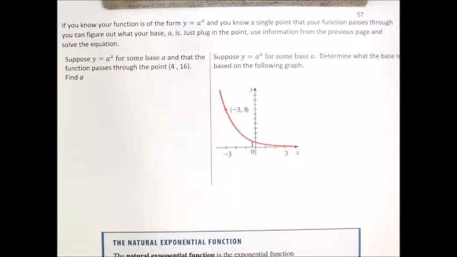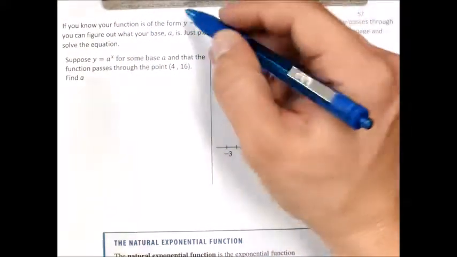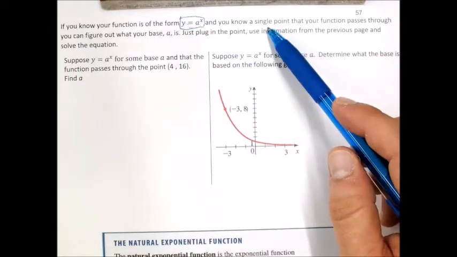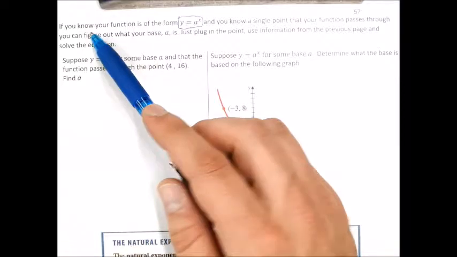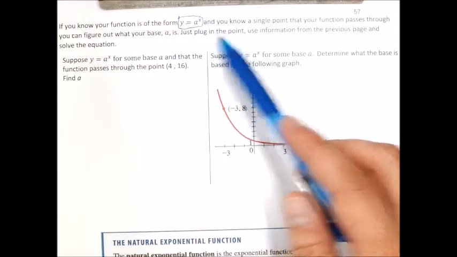So another type of problem we might see is that if we know we have an exponential function, and we know one of the points on the graph, then we can figure out what the base is. And so that's what this says. If we know that our function is the form y equals a to the x, right? So we know we have an exponential function, and we know a single point the function passes through, we can figure out what a is. You just plug in the point and use it.